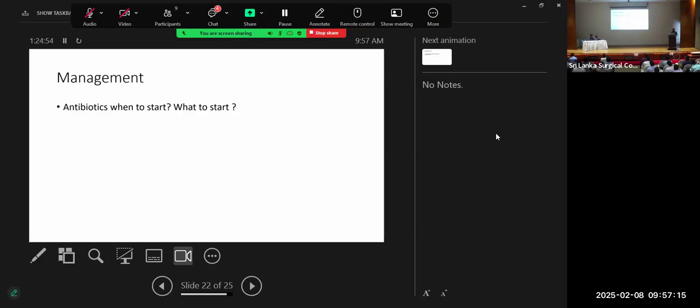Right. So what is the place for ERCP in pancreatitis?